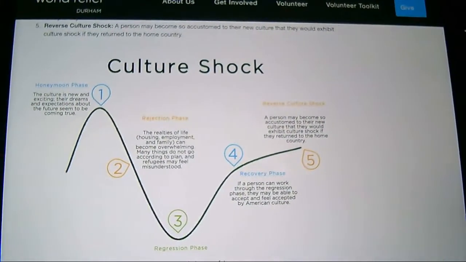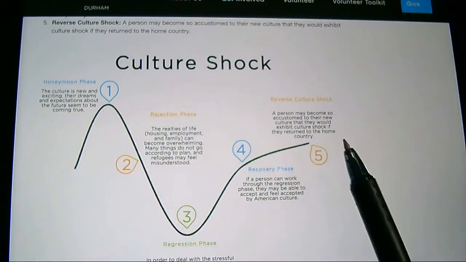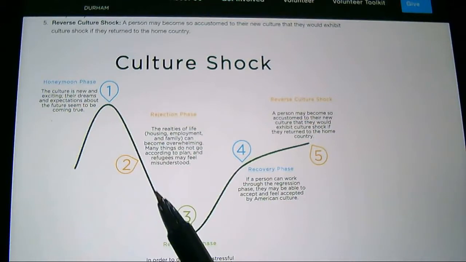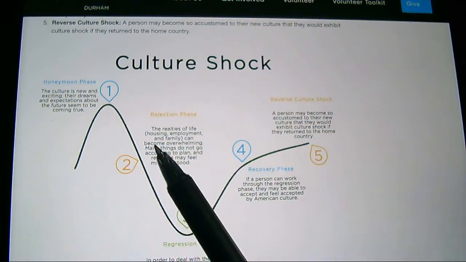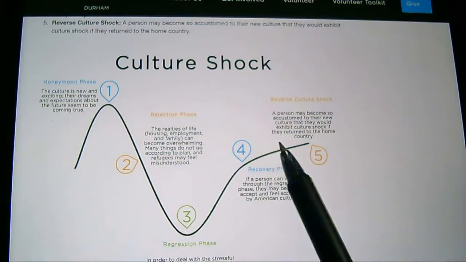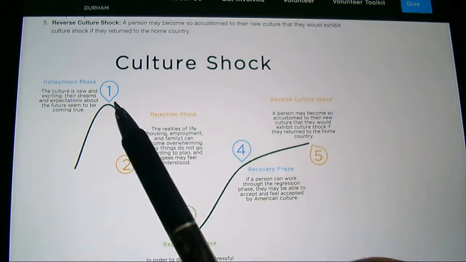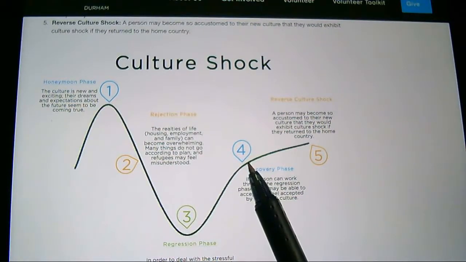Now, when we look at this culture shock phase, it does not always happen in this nice little pattern. This little section here is called a U-curve. So when you read about the U-curve in culture shock, they're talking about starting here, coming down, and coming back up. But sometimes students can be in the 1, 2, 3, go back to 2, be at the 4 phase.